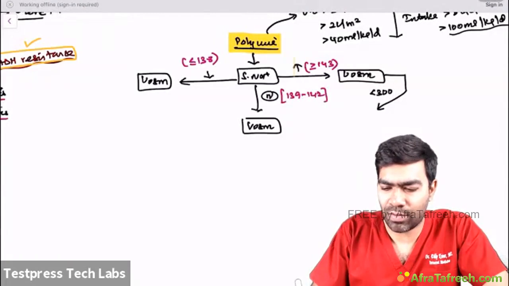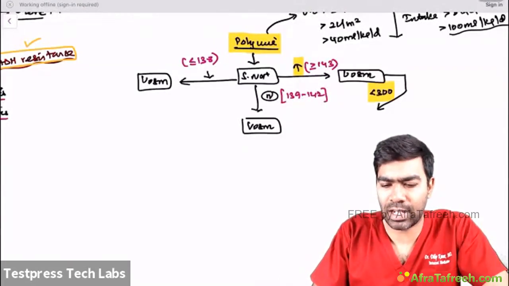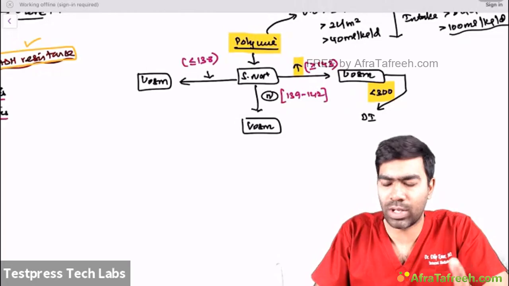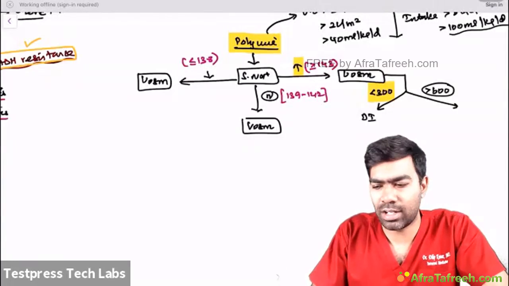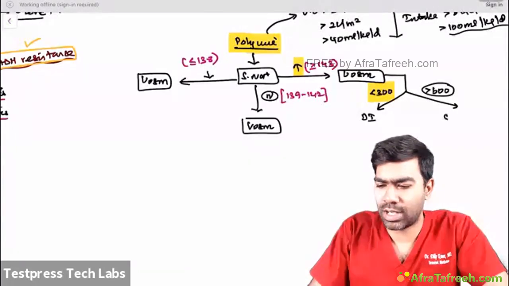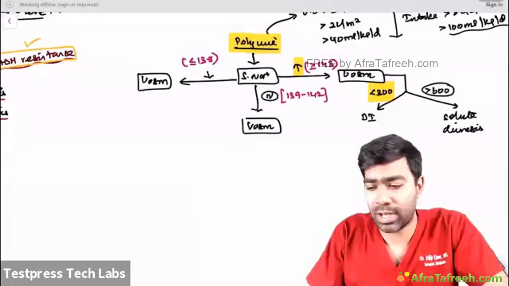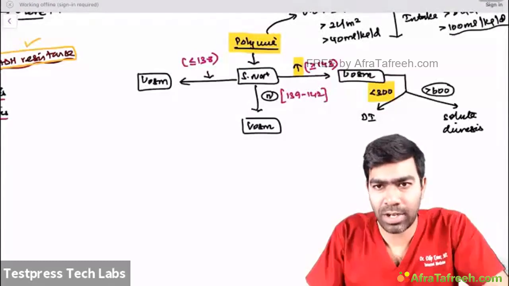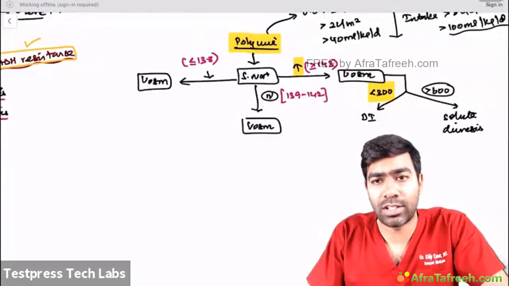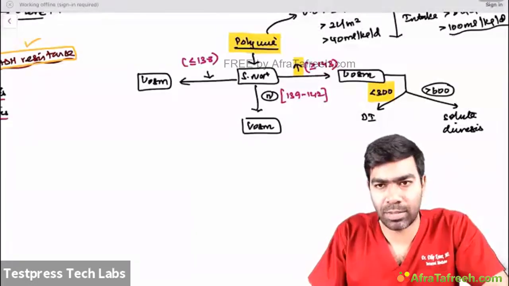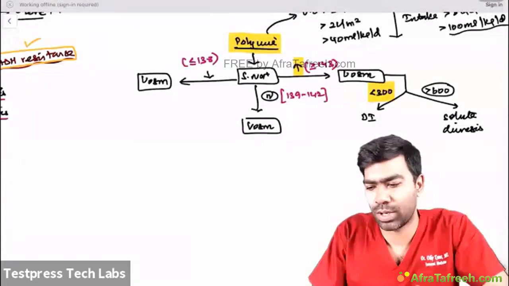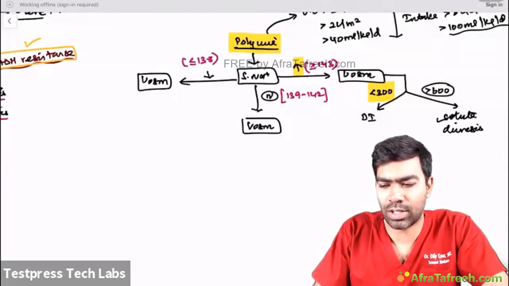In the setting of hypernatremia and passing dilute urine, there can be only one possibility in the world, that is diabetes insipidus. If the patient is passing a concentrated urine, more than 600, then I can be very sure it's a solute diuresis. Solute diuresis can be due to many causes: too much sodium intake, sodium chloride infusions, sodium bicarbonate infusions, mannitol infusions. All these cause some kind of solute and osmotic diuresis. It could also be due to severe hyperglycemia, like diabetic ketoacidosis or HONK, which also results in polyuria.